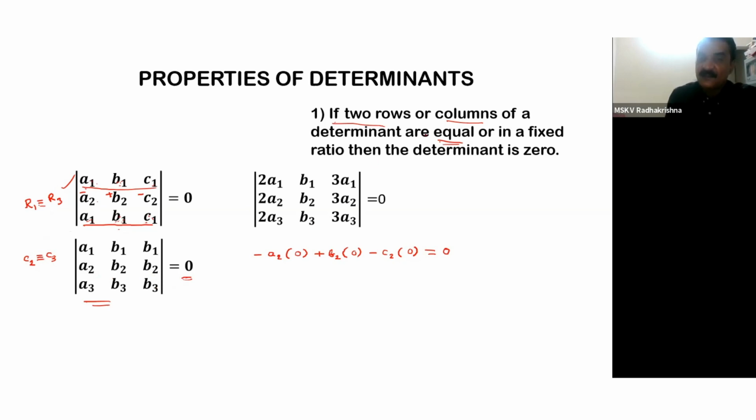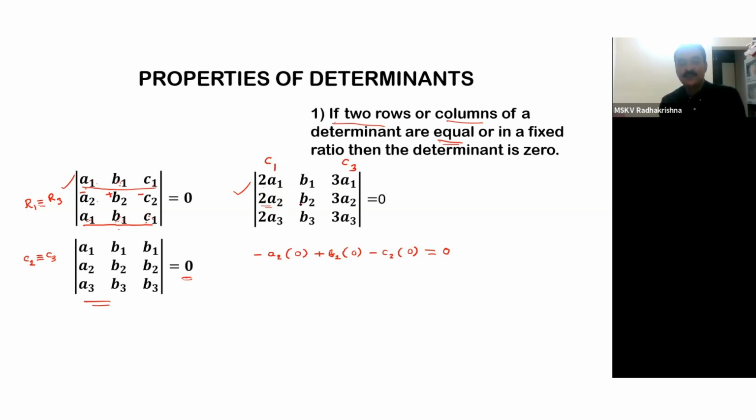And even when two rows or columns of a determinant are in a fixed ratio, the determinant will be 0. See this example. Here first column and third column are in the ratio 2:3. See, first elements are in the ratio 2:3. Second elements are in C1 and C3. This is C1. This is C3. In C1 and C3, you can observe that the first elements are in the ratio 2:3. Second elements are in the ratio 2:3.